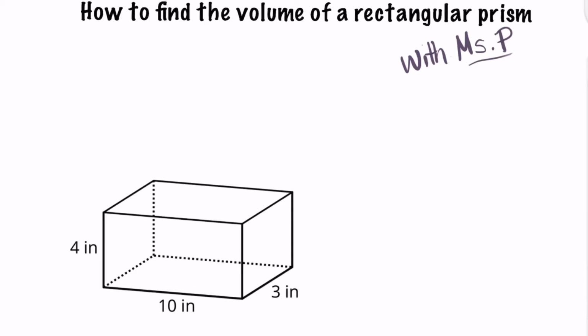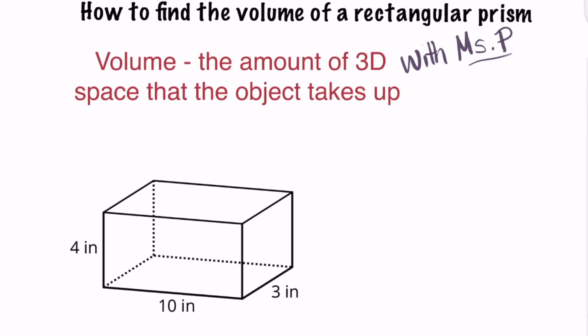This is Miss P, and this is a review on how to find the volume of a rectangular prism. Well, what is volume? What does it mean? What's the definition of volume? Volume is the amount of three-dimensional space that the object takes up.